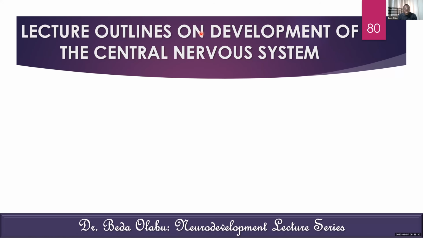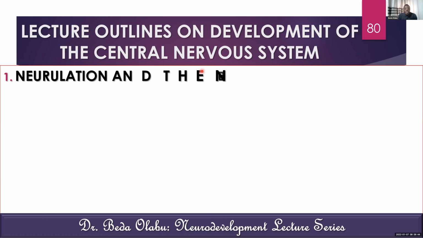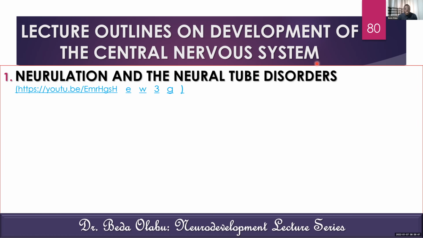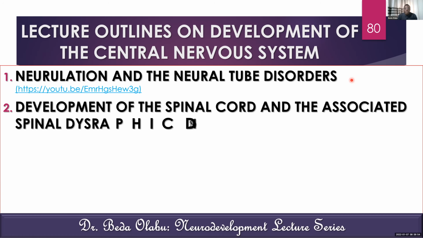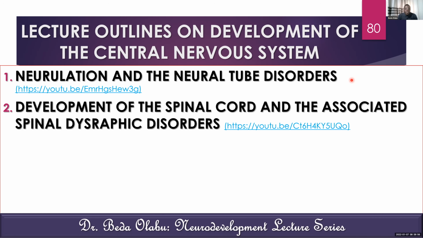Maybe just to orient you on where we are, I chose to divide the development and congenital malformations of the central nervous system lecture into 4 parts for the sake of easy delivery. In the first part, which we've already covered, we looked at neurulation and neural tube disorders. In the second part, we looked at development of the spinal cord, and at the same time, we looked at spinal dysraphic disorders. So those two we've already covered, and the lecture recordings are as shown.